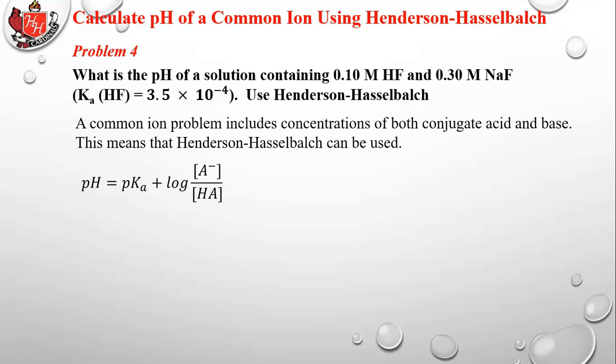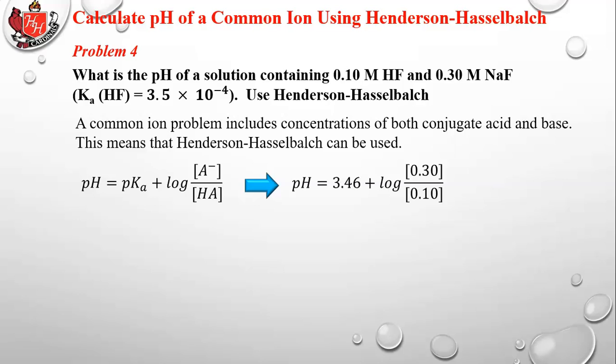Well, if you look at the problem, we already have two of those three. We have the concentration of the weak acid, that's the 0.1 molar HF, and we have the concentration of the conjugate weak base, that's the 0.3 of the fluoride ion. The only thing we need to do is take that Ka and compute the pKa. So the pKa is simply the negative log of Ka. That's what p means, negative log of.